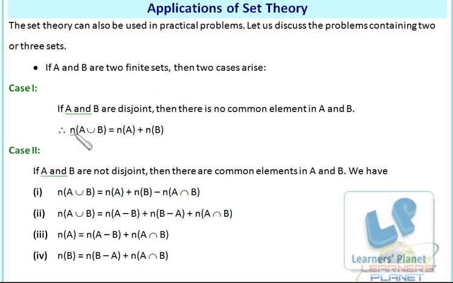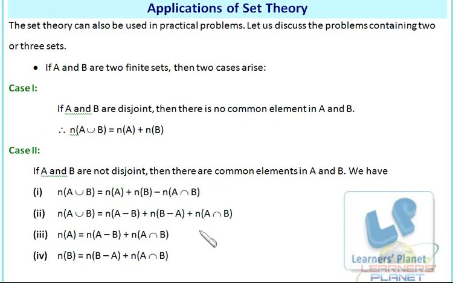If A and B are disjoint, then there is no common element in A and B, so the number of elements in A union B is equal to the number of elements in A plus the number of elements in B. If they are not disjoint, that means some elements are common, then the number of elements in A union B will be equal to the number of elements in A plus the number of elements in B minus the number of elements in A intersection B, right?